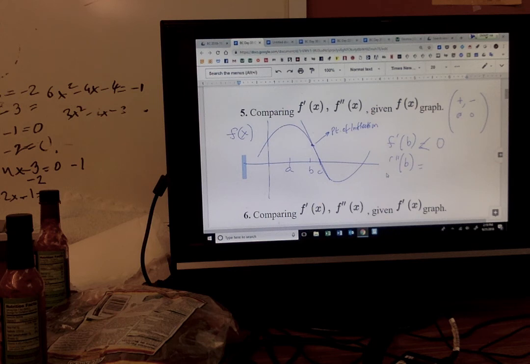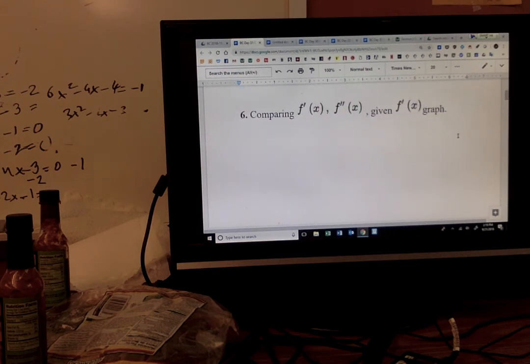What's f double dash of B going to be? 0. Because remember, you switch from negative to positive, or positive to negative. The point of inflection is 0 for a polynomial. Did everybody get the hang of the lesson? It's stupidly easy, guys. Alright, let's move on to the next part.